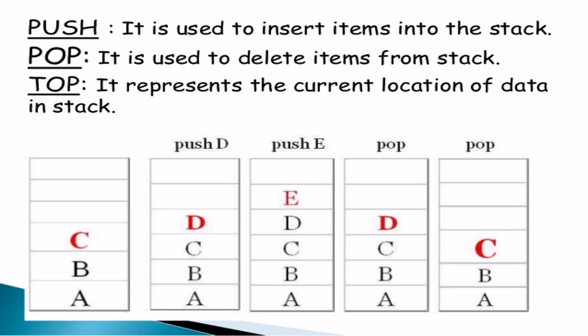Then we pop the stack. This removes the top element, which is E. So now the stack is back to A, B, C, D. We pop again. This removes D, leaving A, B, C. Now C is at the top.